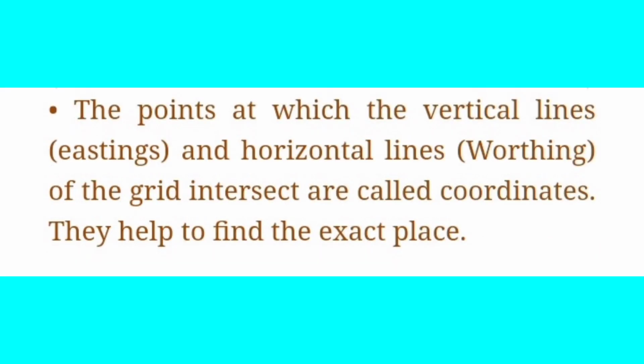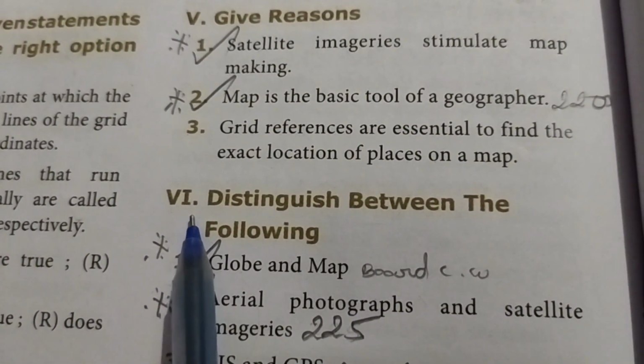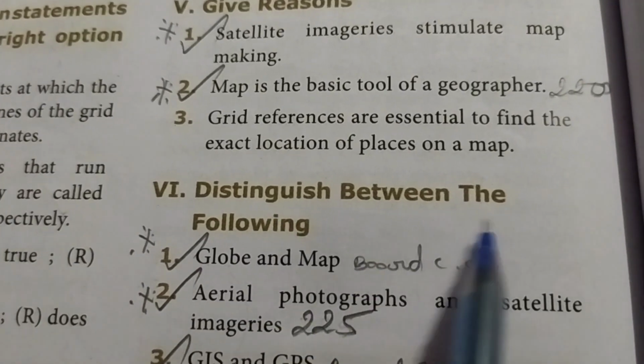Second point, the points at which the vertical lines (eastings) and horizontal lines (northings) of the grid intersect are called coordinates. They help to find the exact place. Sixth Roman letter, distinguish between the following.